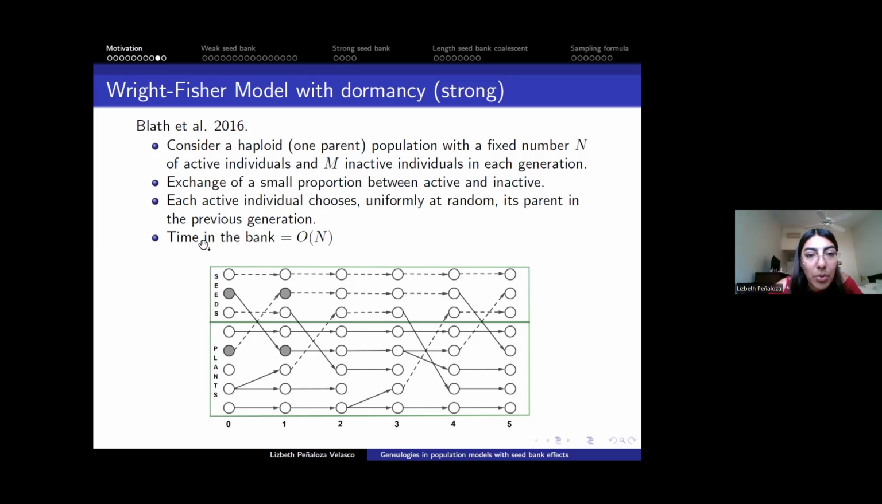The difference between the strong model and the weak model is that the time that one individual can be in the dormancy state is of order n, order capital N. And here we can see the active individuals and the inactive individuals. That means we have like 2 populations.